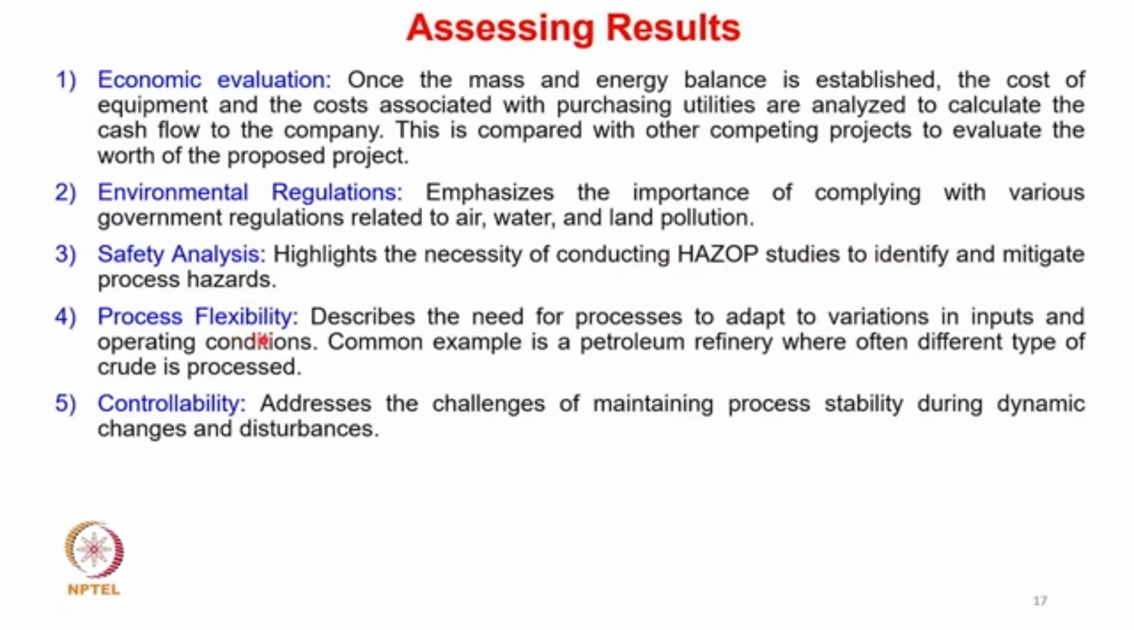Whether the obtained flow sheet is flexible enough to accommodate different changes or not, this has to be checked. So process flexibility describes the need for processes to adapt to variations in inputs and operating conditions. A common example is a petroleum refinery where different types of crudes are processed. And the last important criterion to assess the process flow sheet is controllability. It addresses the challenges of maintaining process stability during dynamic changes and disturbances.